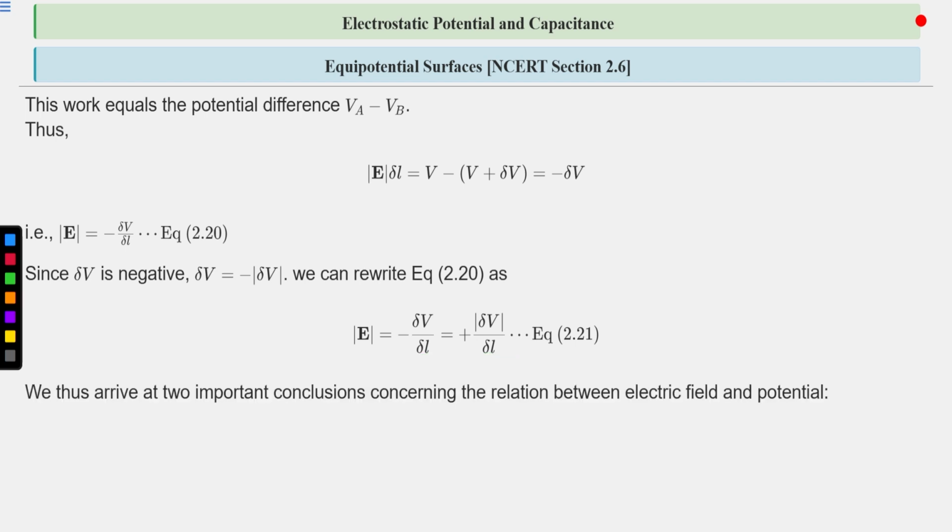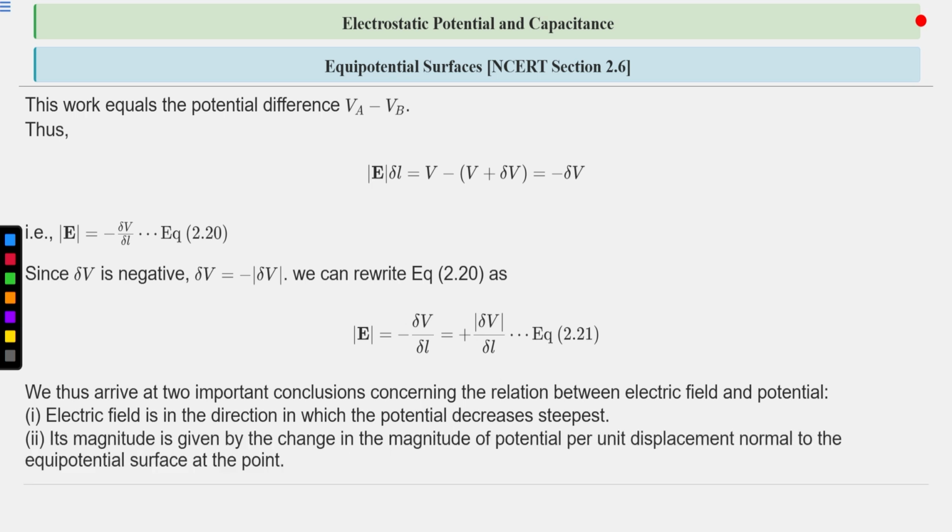What does that mean? We arrive at two important conclusions concerning the relation between electric field and potential. What does that negative sign mean? First, the electric field is in the direction in which the potential decreases steepest. This statement means the electric field is in the direction of decreasing potential.